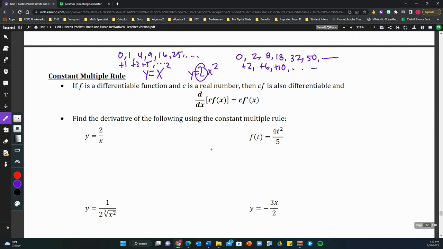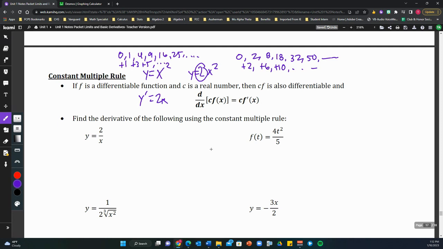So when we multiply an existing function by a new constant in front, all that does is directly affect the derivative in the same way. So if the derivative of x squared is 2x, well, then the derivative of 2x squared is just the original derivative multiplied by this new scalar.